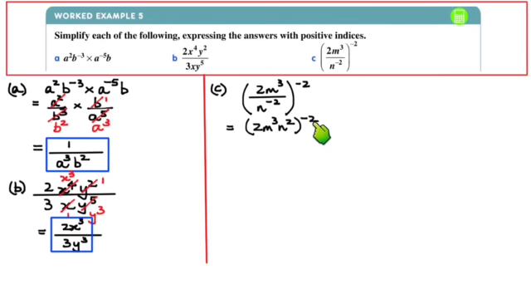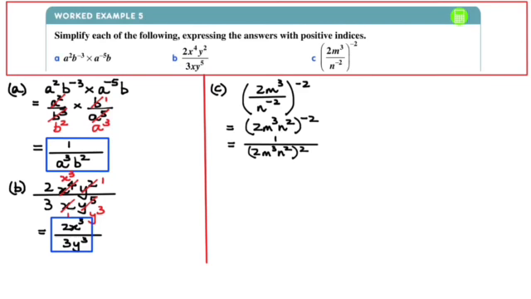So now, we've got this negative 2 here. Remember, we have to express our answer with positive indices. So why don't we just take the whole contents of this bracket here and take it down to the denominator, raised to the power plus 2, I think. That's pretty good. We can get rid of this bracket now by multiplying the bracket out.